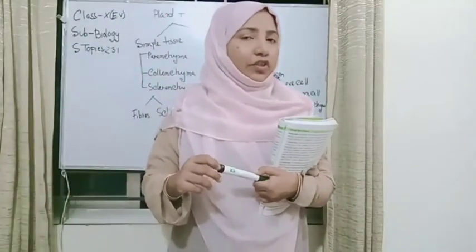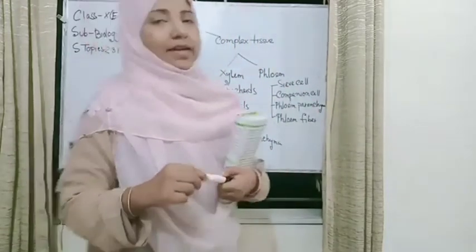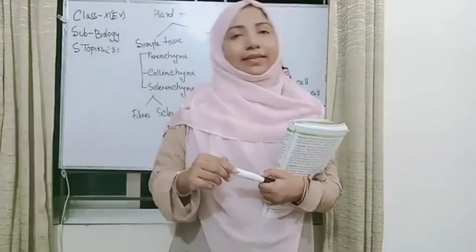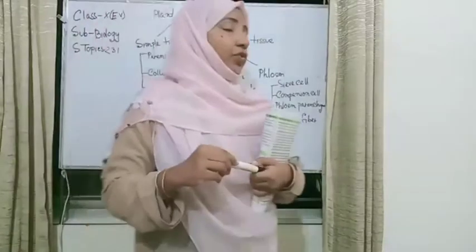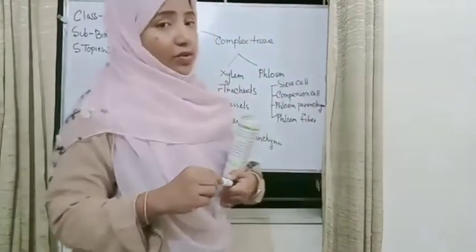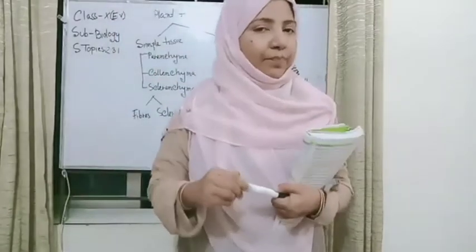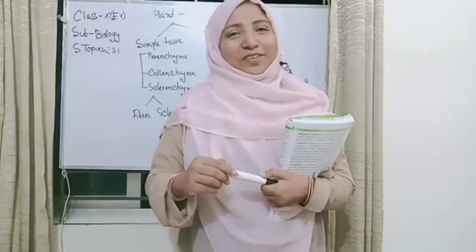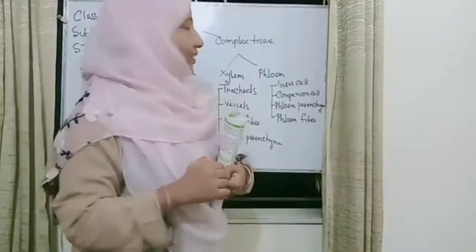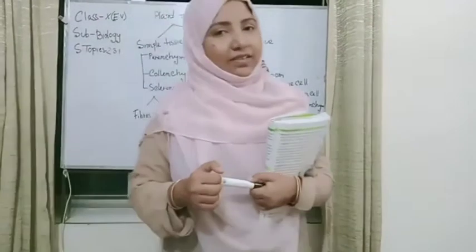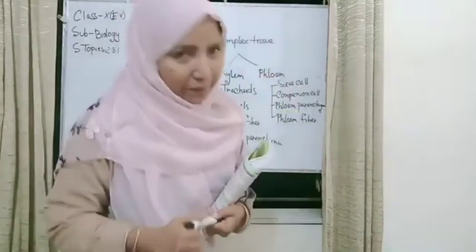Here is the simple tissue. We learn that it has three types. The first type is the parenchyma, second is the collenchyma, and third is the sclerenchyma. And the complex tissue has two types. The first type is the xylem and the second is the phloem. Xylem has four types. The first type is the tracheids, second is the vessels, third is the fibers, and fourth is the xylem parenchyma.